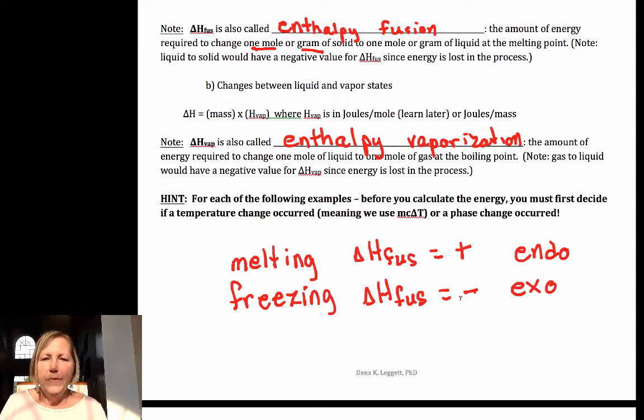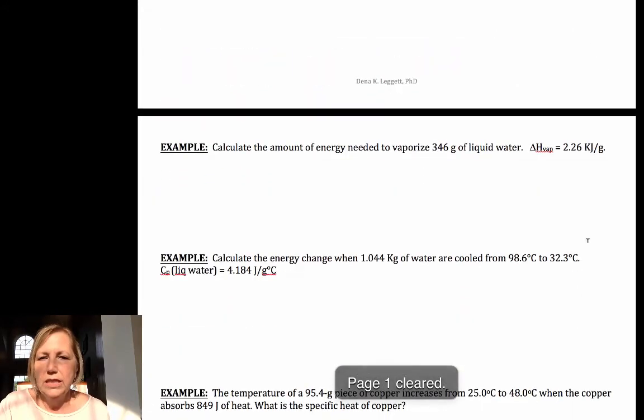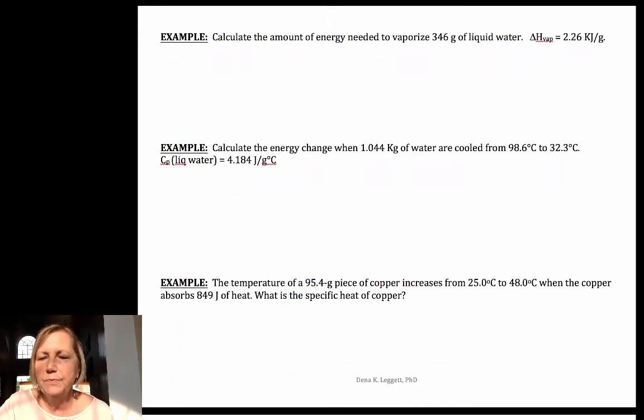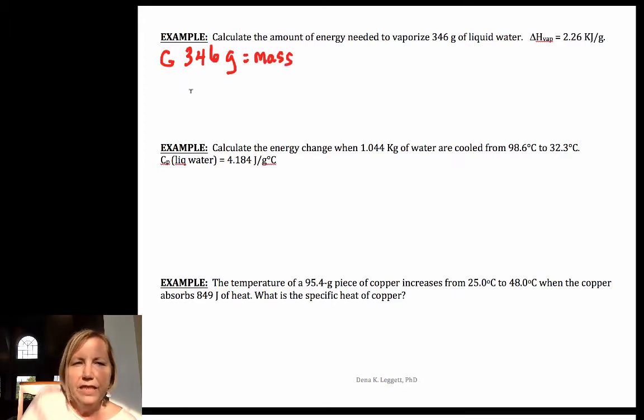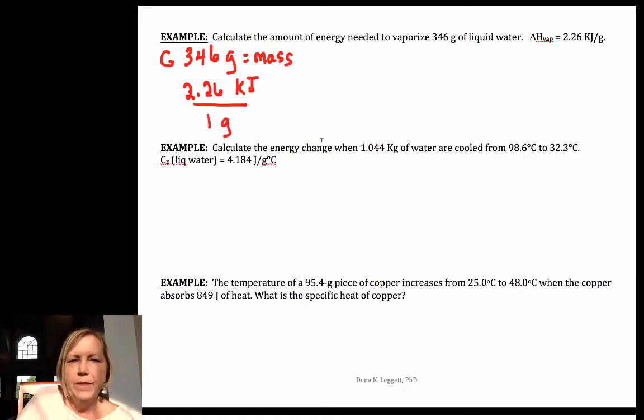All right, so let's take a look. You've got to be very careful and sketch out your processes or list your givens. So I'm going to use my GUESS method. I'm going to do my givens, and I'm given 346 grams of water, so that's my mass, and I'm given an enthalpy of 2.26 kilojoules for every 1 gram. If you put that as a unit or as an equality, you see that's a conversion factor.